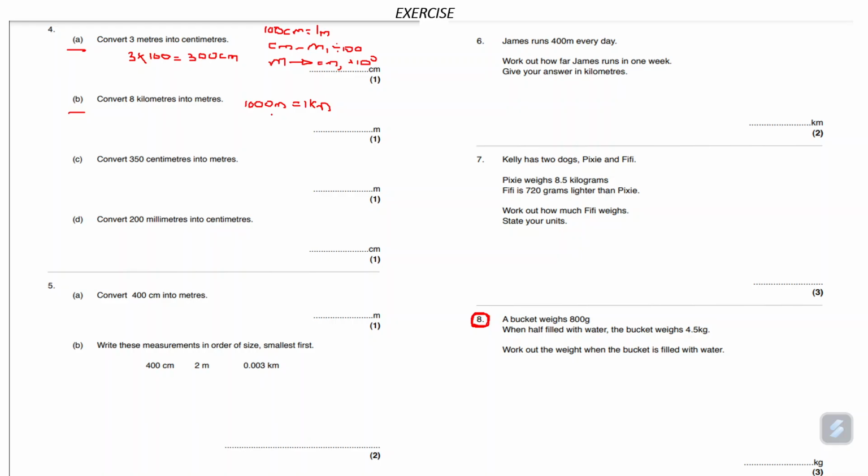So if we are converting from meter to kilometer, you divide by 1000. And if you are converting from kilometer to meter, you multiply by 1000.